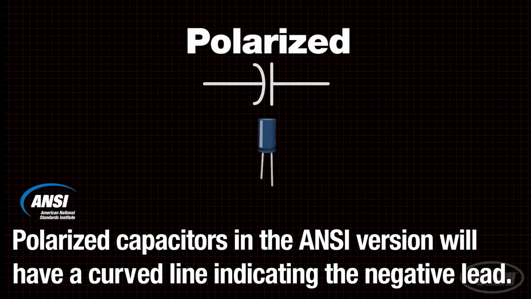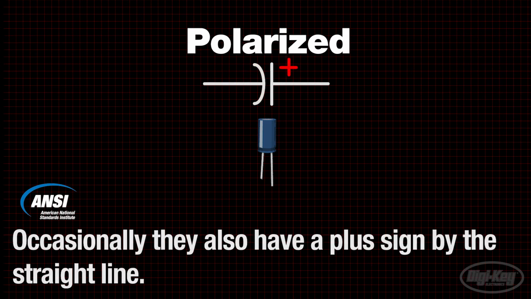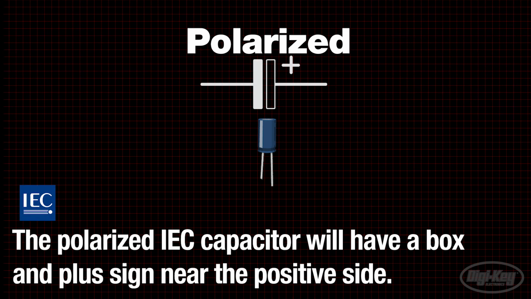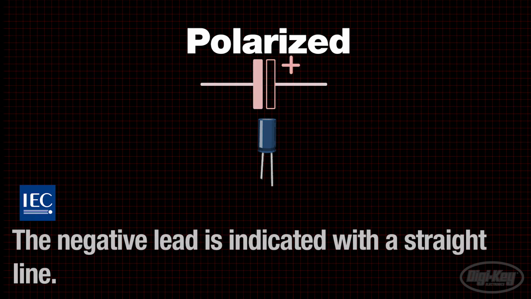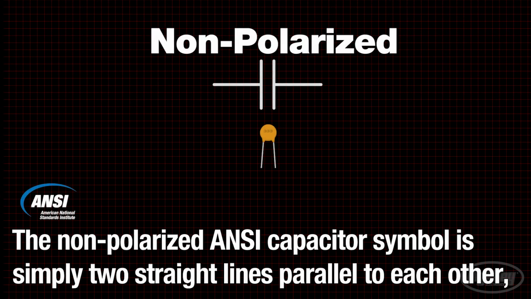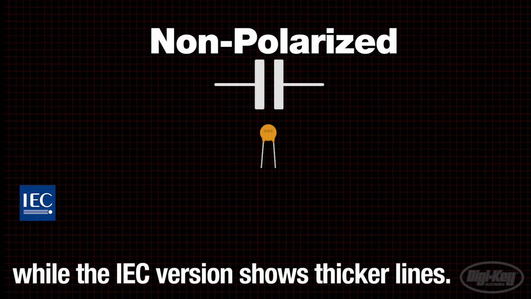Next, let's talk about polarized capacitors. The ANSI version will have a curved line indicating the negative lead of the capacitor. Occasionally, they will also have a plus sign by the straight line. The polarized IEC capacitor will have a box and a plus sign near the positive side, with a straight line indicating the negative lead. The non-polarized ANSI capacitor symbol is simply two straight lines parallel to each other, while the IEC equivalent typically just shows thicker lines.